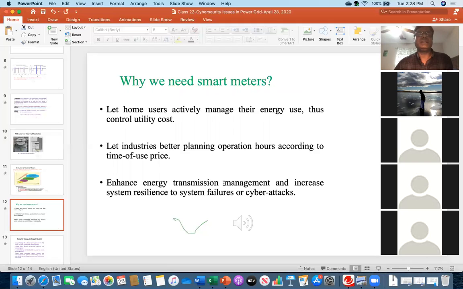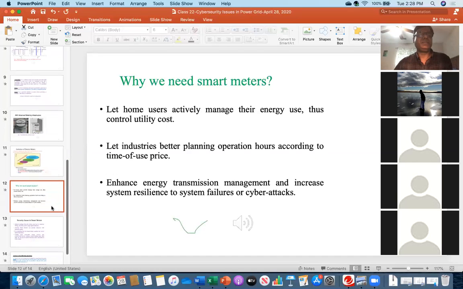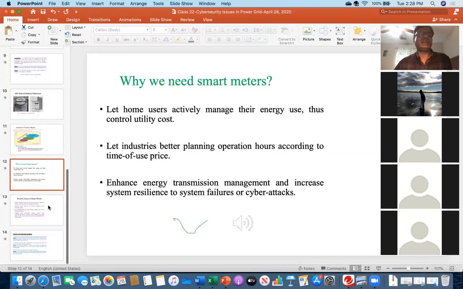This means that they can augment their transmission capability. They can properly manage their transmission system, and in other words, they can enhance the system resilience to any types of failures or cyber attacks. That's why smart meters are important, and we have to look at the advanced metering infrastructure.